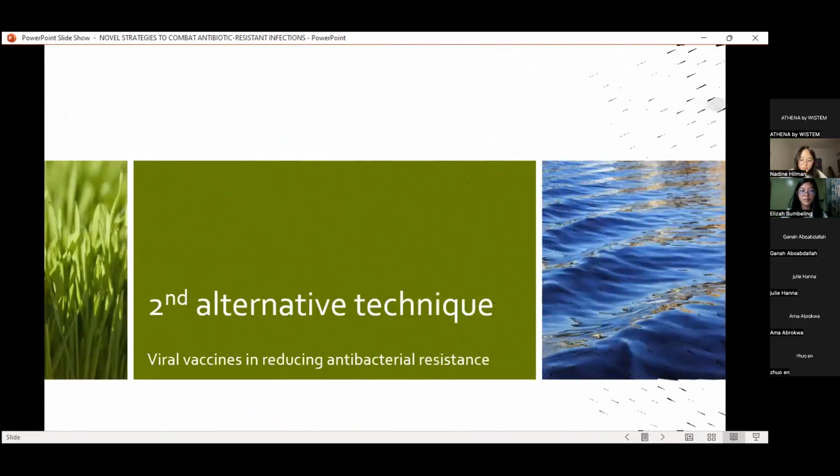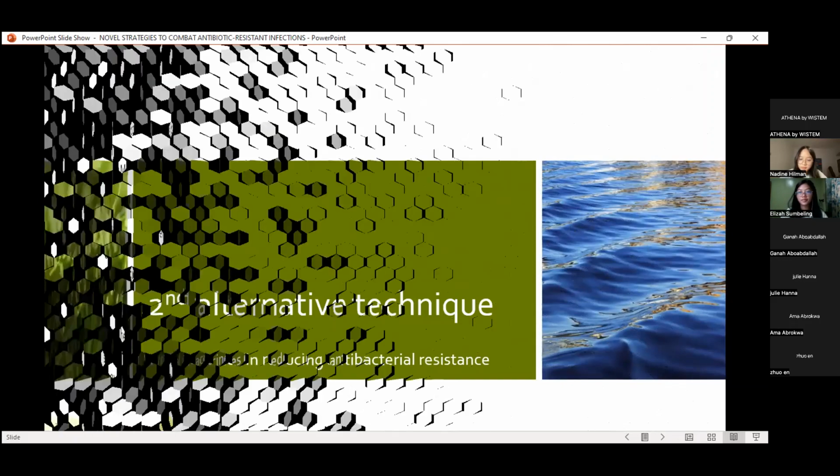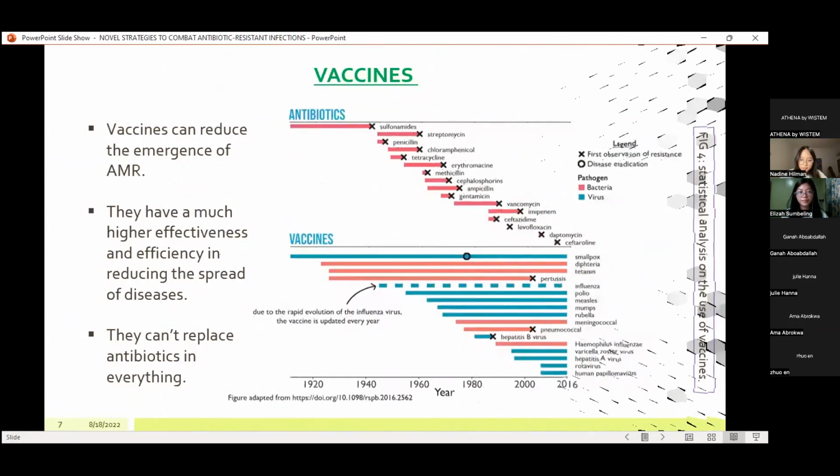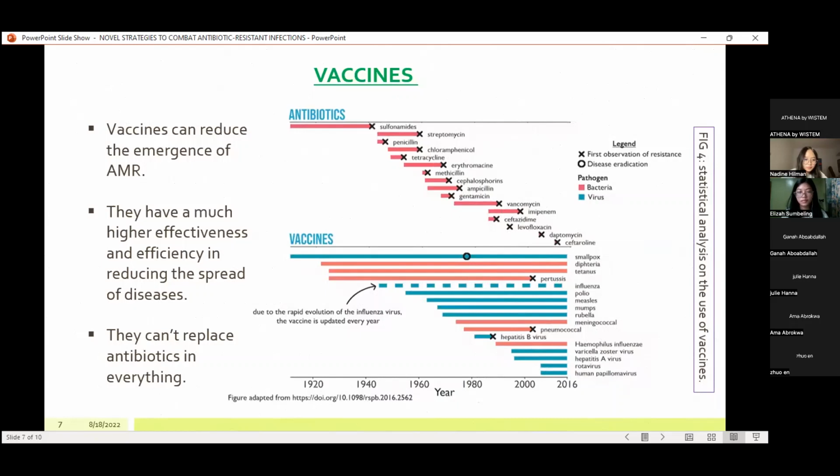Now, the second alternative technique was that of viral vaccines. The vaccine can regulate the emergence and spread of AMR both directly and indirectly, as a vaccine against a given bacterial pathogen reduces the prevalence of resistant pathogens as well as antibiotic use. Now, the best example of this is the pneumococcal vaccine, which is thought to be 50 to 70% effective toward preventing pneumococcal diseases. But this is not the only disease that it can affect.